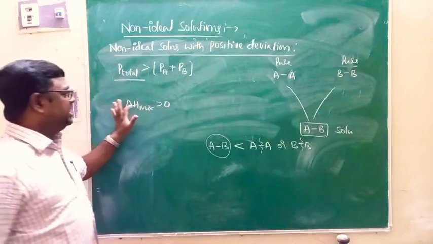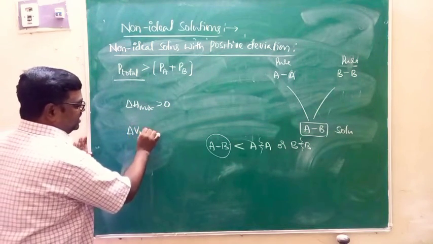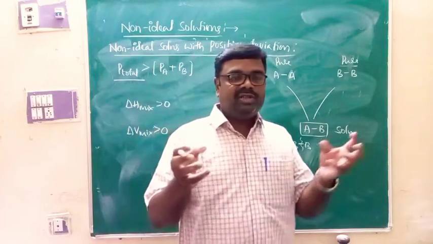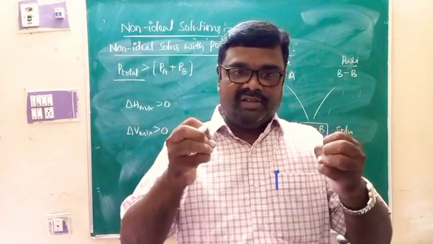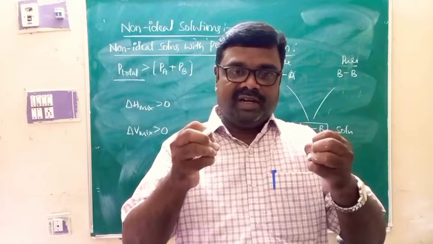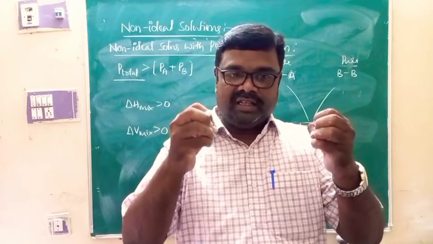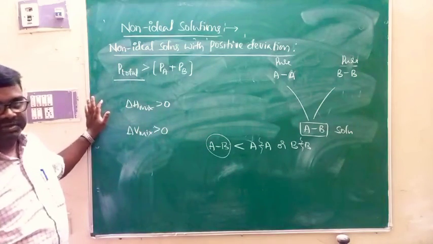Because of that, delta H of mixing is 0. And for the same reason, delta V of mixing is positive. Because A to B interactions are weak, the force of attractions between A and B are weak, so they maintain larger distances. The distance between two molecules will be more, so the volume expands. That's why delta V of mixing is positive.